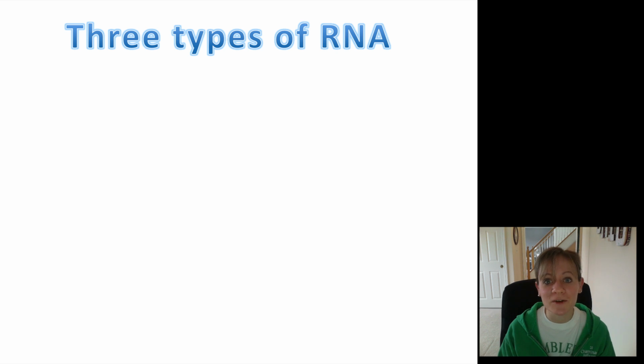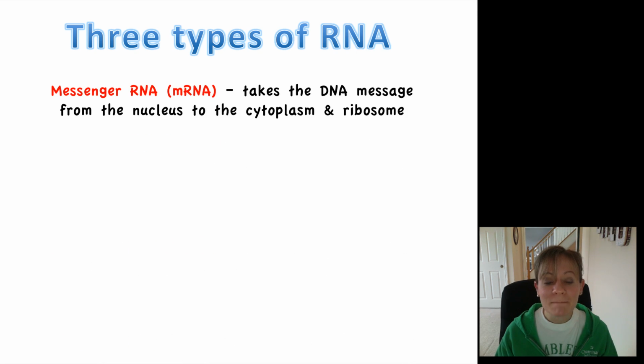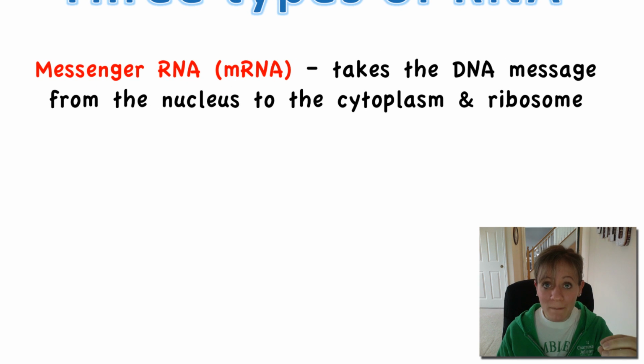Okay, let's talk about RNA for a second. There are 3 types of RNA. Messenger RNA is the type that we've already seen. That's what takes the message from being transcribed in the nucleus down to the cytoplasm and to a ribosome. So that's what we just saw being made, messenger RNA.